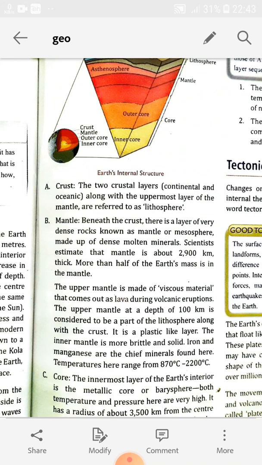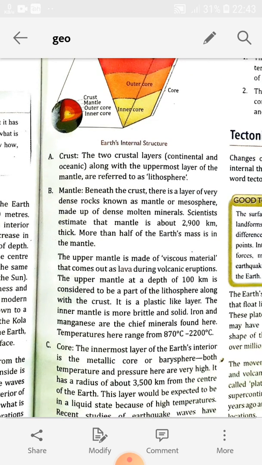Now we study the core as two parts. Why do we study the core as two parts? There is a reason behind this. As we know, the center of the Earth has very high temperature. So we can think that as the core is near the interior of the Earth, it would be in a liquid state, because the temperature, pressure and density are all very high there. But recent studies of earthquake waves suggest that the core is more brittle and solid. It is not in a liquid form.